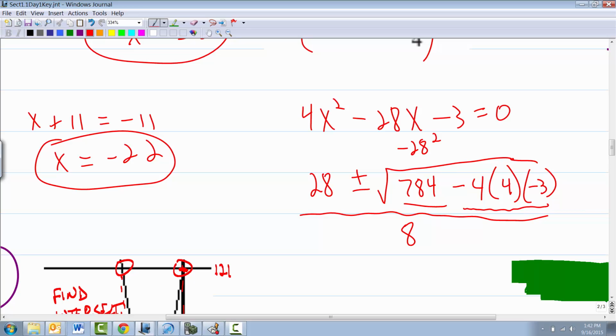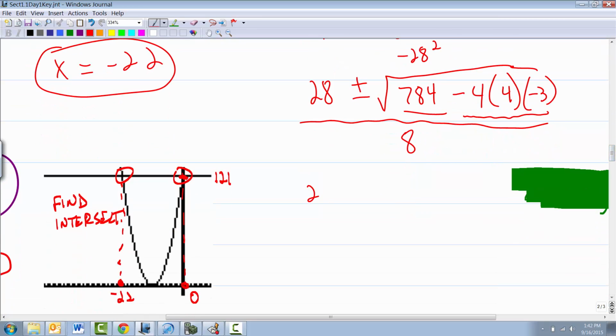Now, I know I'm blabbering. What do we get on the inside then? 28 plus or minus, what do we get there? Somebody tell me the number. We got it. They weren't button pushing, and it did require some thinking about that.